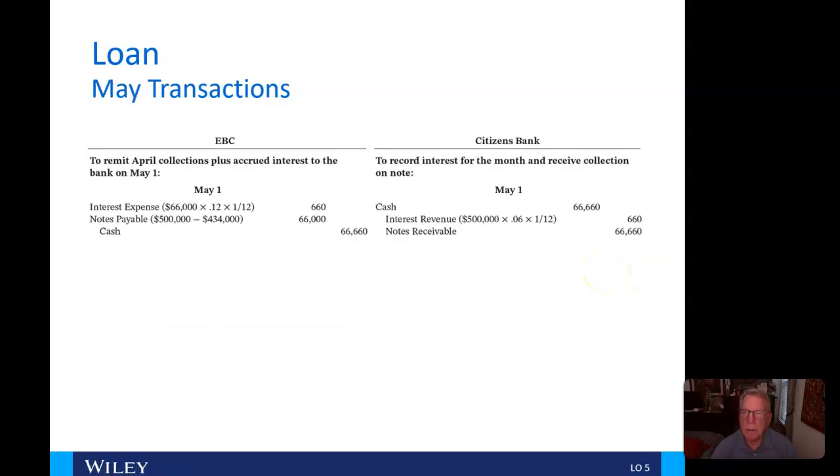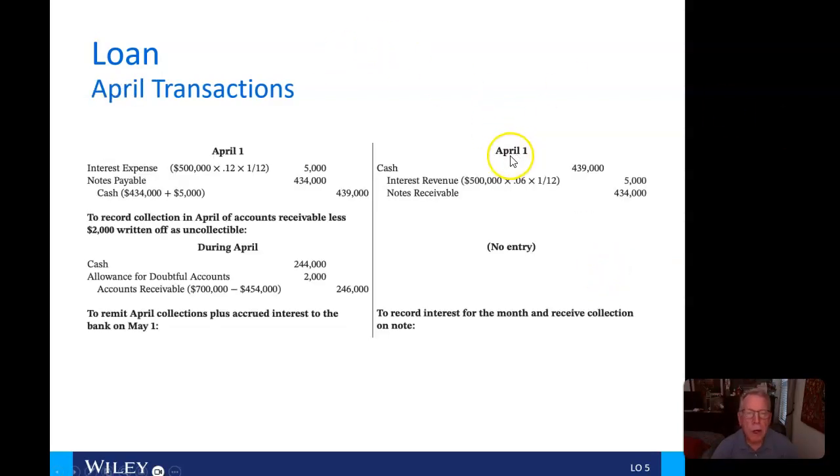Let's go back. And so over here, the bank is going to show that they're receiving this $439,000 in cash. Their interest revenue is going to go up by the $5,000, and notes receivable will be the difference at $434,000.